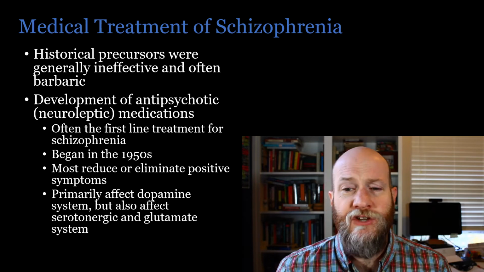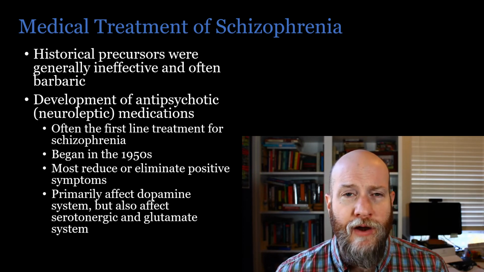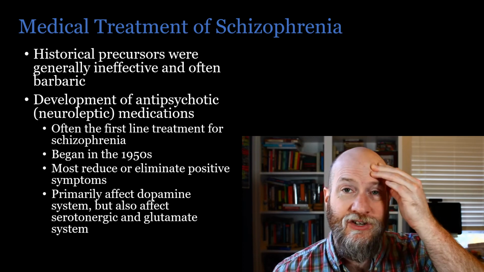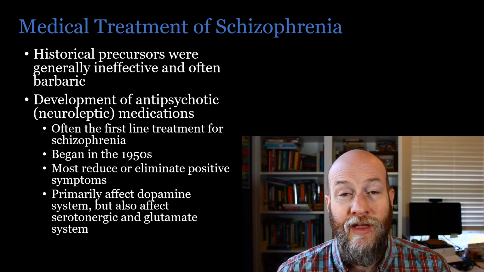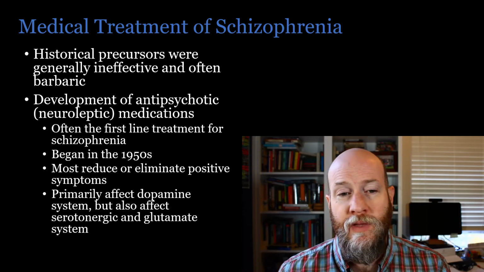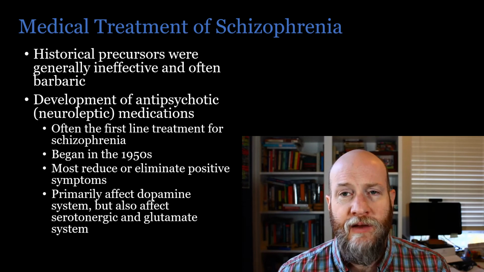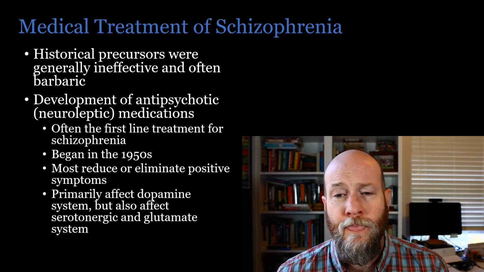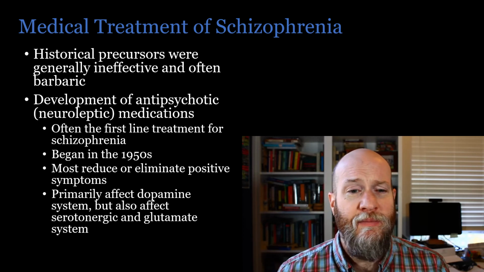Those first medications you might know under the name Thorazine is the most common one. More modern antipsychotic medications include what they call the atypical antipsychotics. They're called atypical because they don't just affect dopamine, they also affect serotonin and glutamate systems. These might be things like risperidone or haloperidol. But what they do is they really reduce or eliminate the positive symptoms.